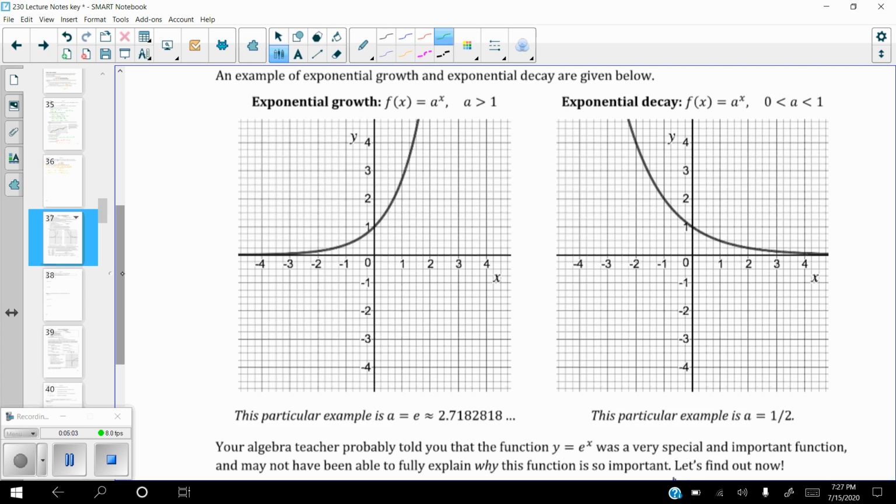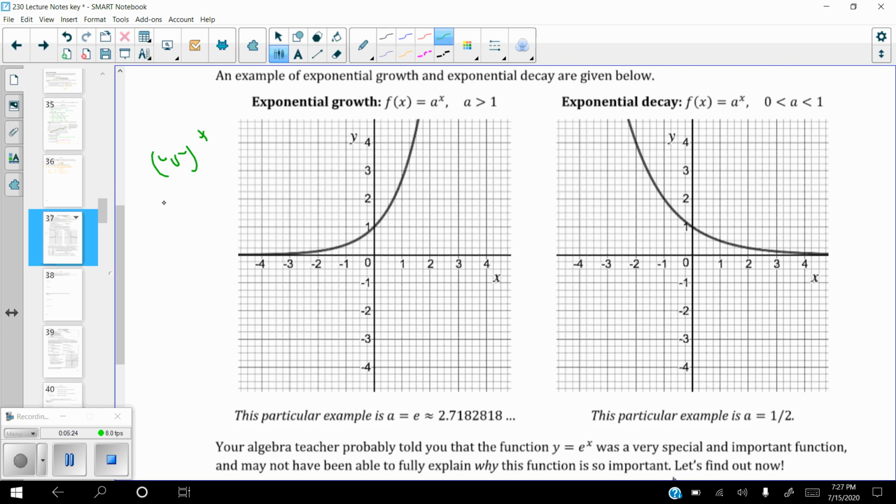There is no such thing. That's not even a possibility. So if you have a negative base, for example, let's just say you have negative 5 to the x, that is actually not an exponential function the way that is written.